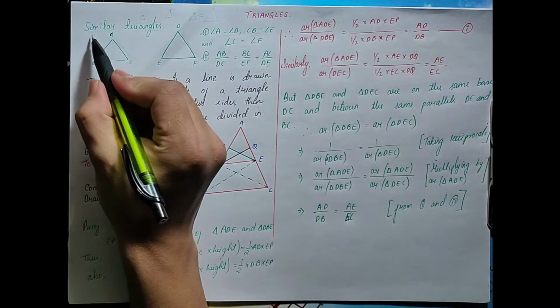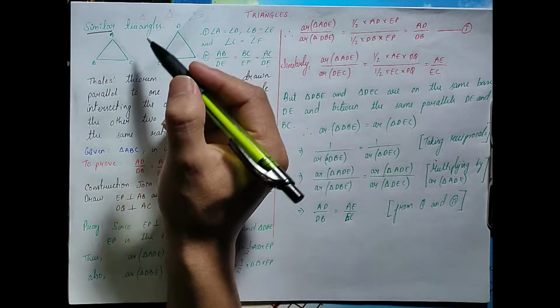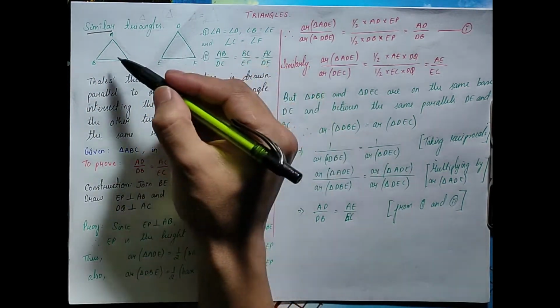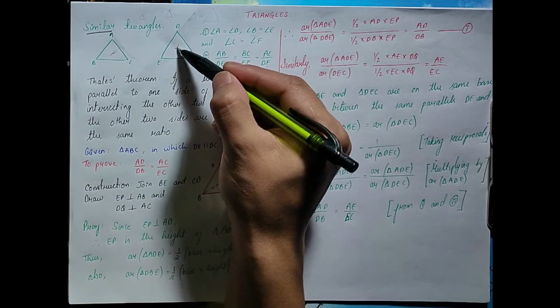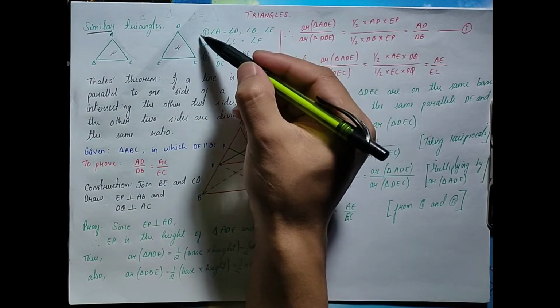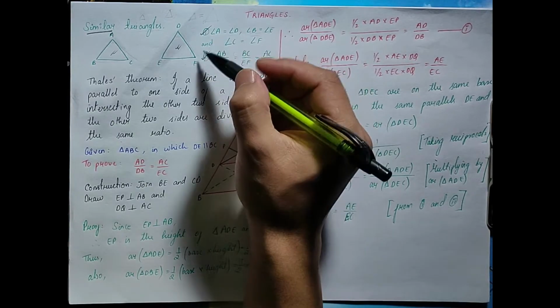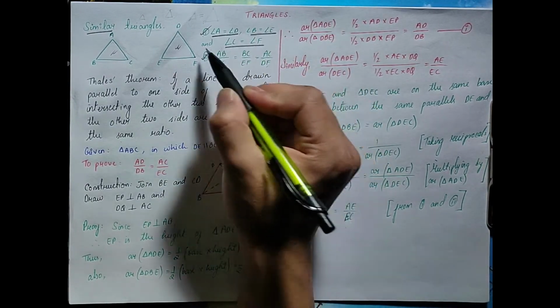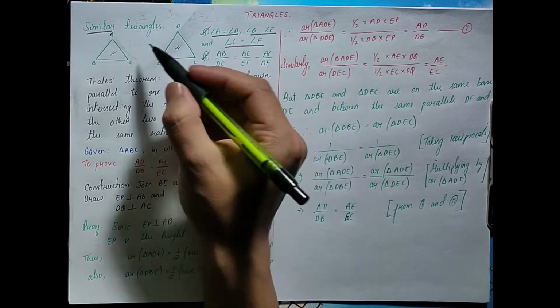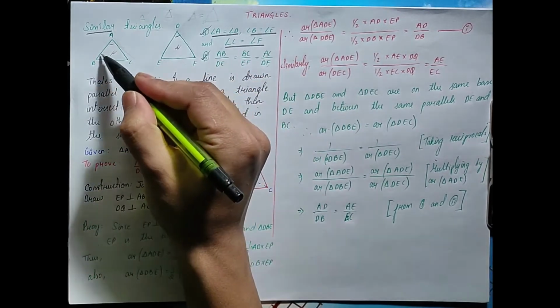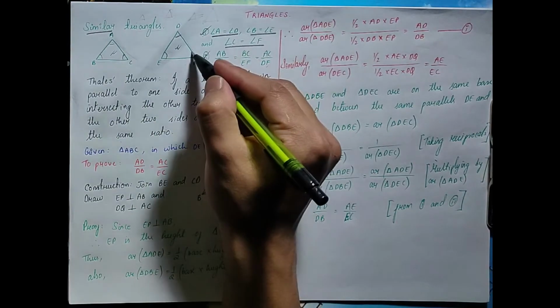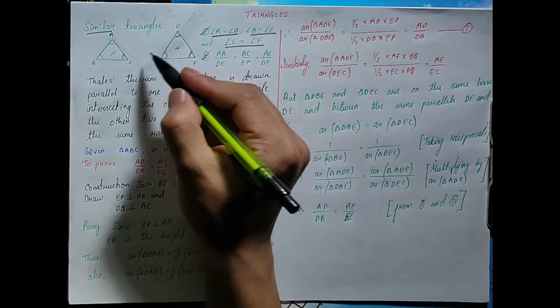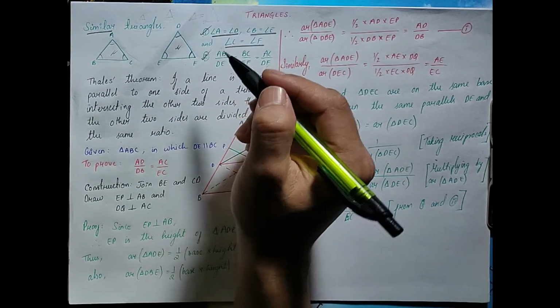First of all, let us discuss what similar triangles are. Similar triangles are basically two triangles that satisfy one of these two properties. What are the properties? The first property is that all corresponding angles must be equal. That is, A equals D, B equals E, and C equals F. Then we can say that these two triangles are similar.